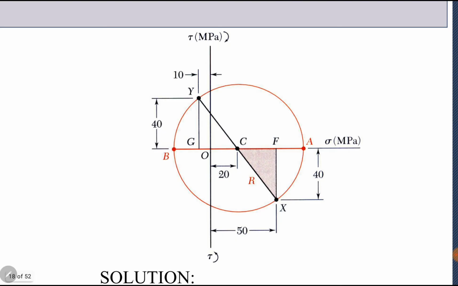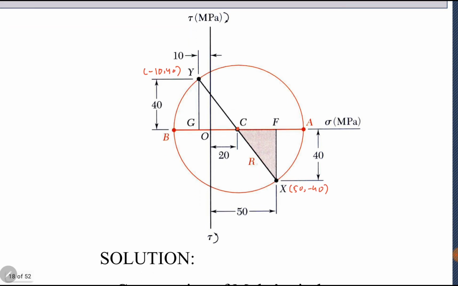Here are the horizontal and vertical axes. This is 50, minus 40 and y is minus 10, 40. Then joining x and y, it intersects the horizontal axis at point C. Cx is our radius. By using the geometry tool compass, we can fix it at point C and draw a circle using Cx as radius. So this circle has intersected the horizontal axis at points A and B. These 2 points are our sigma maximum and sigma minimum. Remember, I have already told you that Cx is our x-axis. So it is our reference axis.